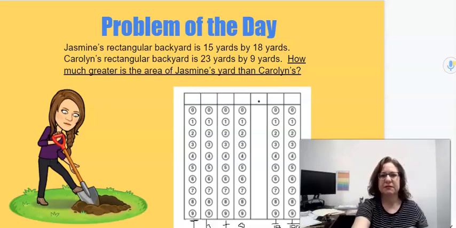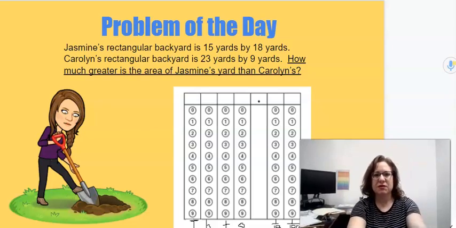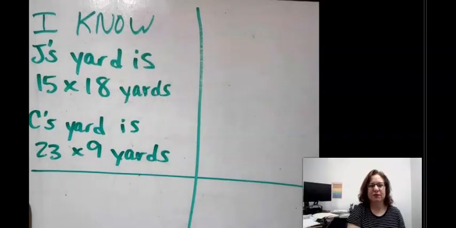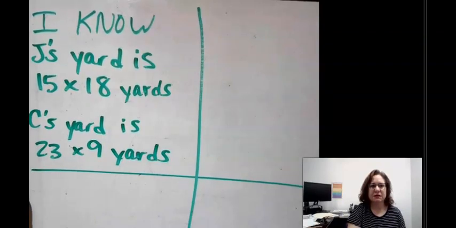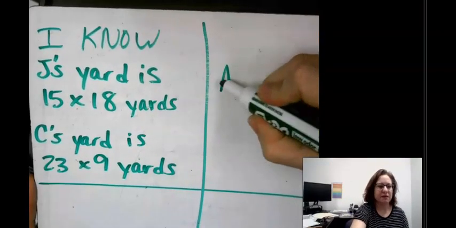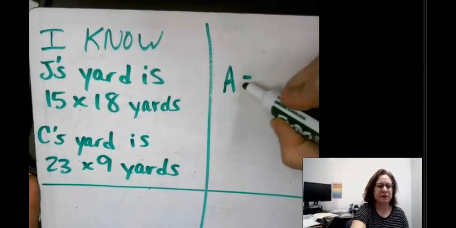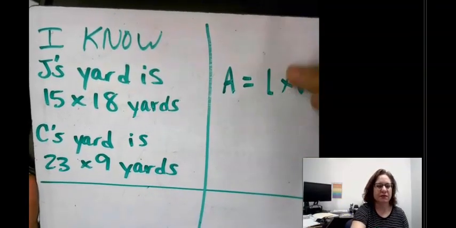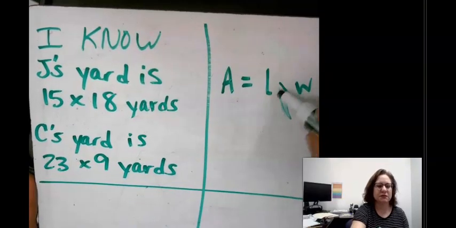Okay, so let's solve this using our UPS check method. We know that Jasmine's yard is 15 by 18 yards and Carolyn's yard is 23 by 9 yards. We also know the formula for area is length times width.